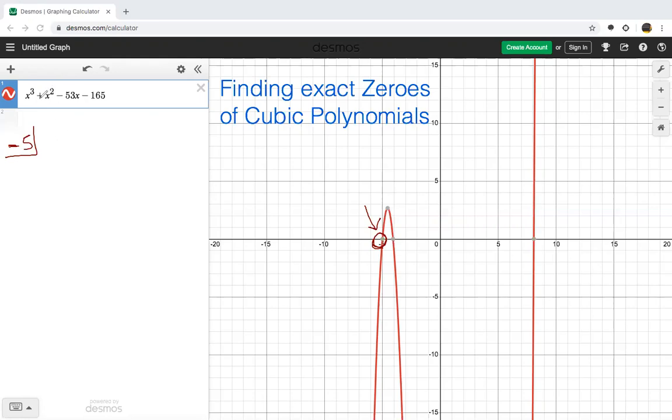So what we're going to do here is take this polynomial and only write down its coefficients. So the coefficient of x cubed is 1. The coefficient of x squared is 1. The coefficient of x is -53. And the constant that's remaining is -165.